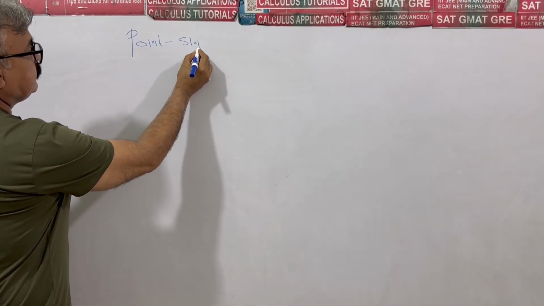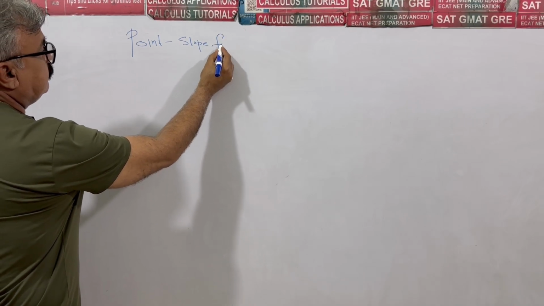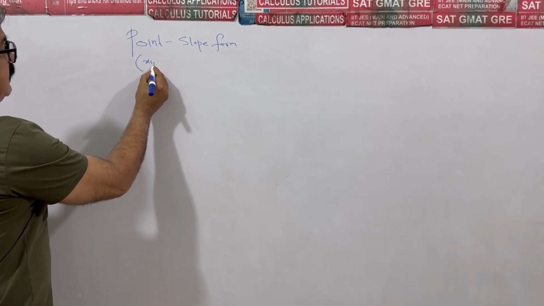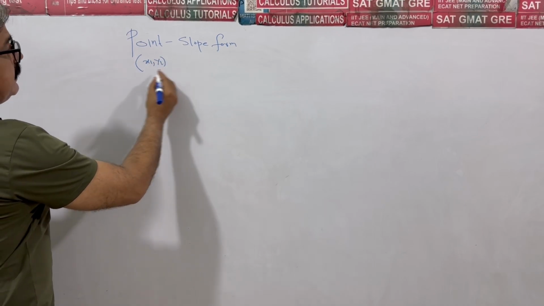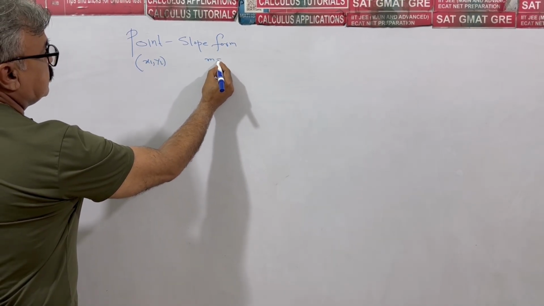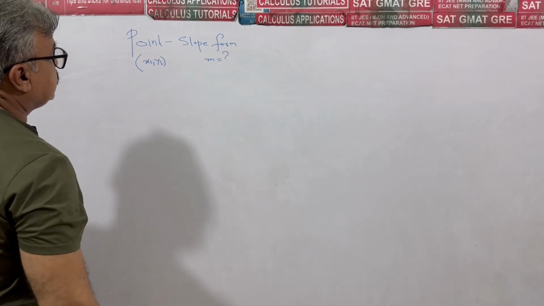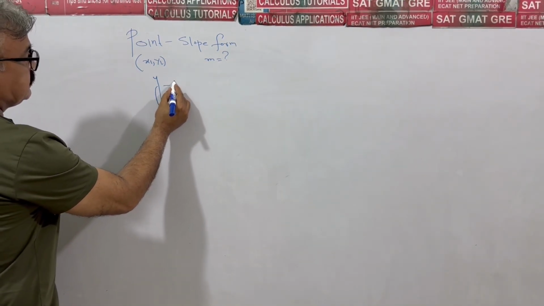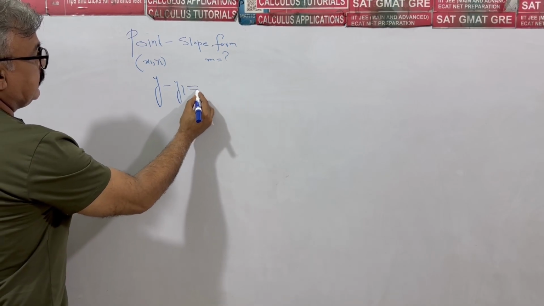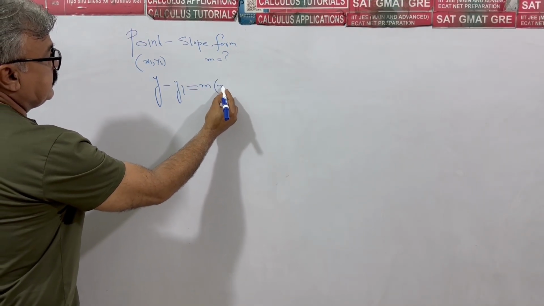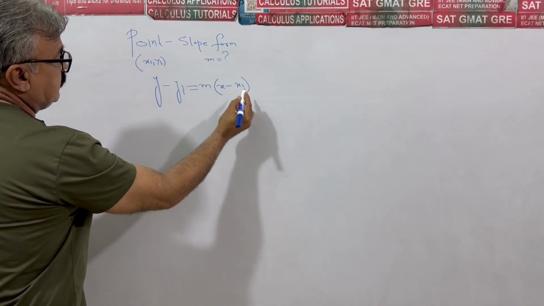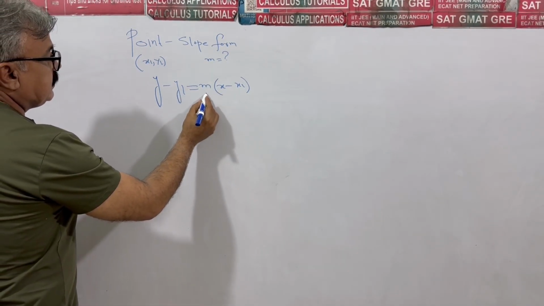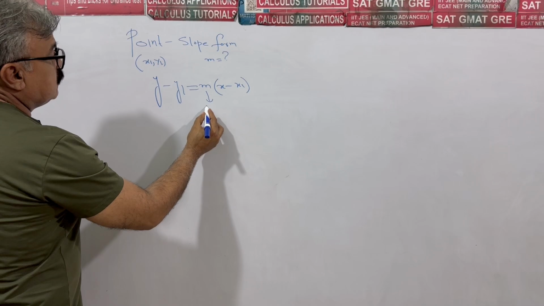Point slope form, the basic form. Point means any point, let me denote it by x1, y1, and slope, or gradient, is denoted by m. This is the equation: y minus y1 is equal to m times x minus x1. By the presence of x1, y1, and m, it has taken its name.